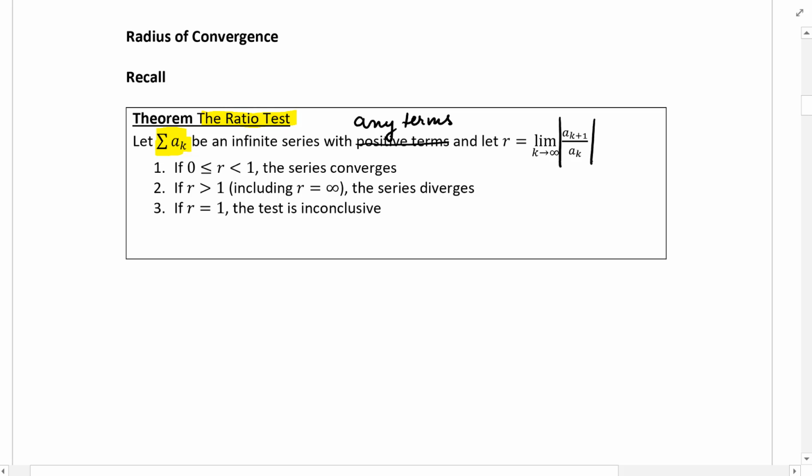So if r is between 0 and 1, the series converges, including 0. If r is greater than 1, including infinity, the series diverges. And if r equals 1, the test is inconclusive.